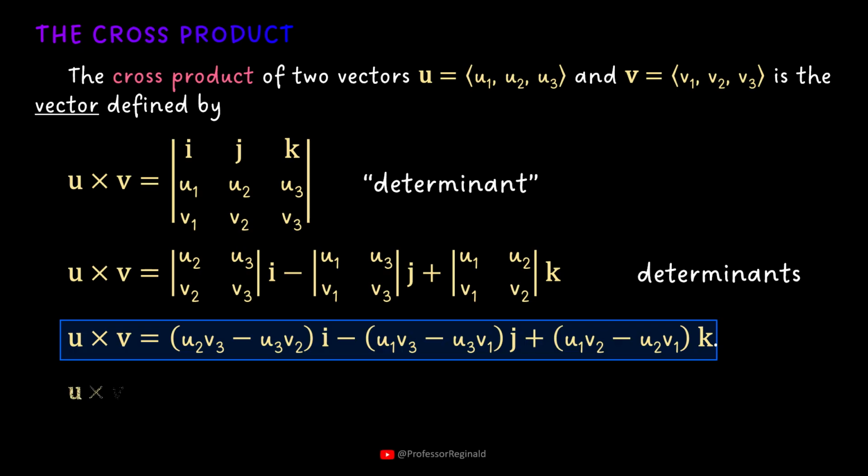The cross product of u and v is orthogonal to both u and v. That is, it makes an angle of 90 degrees with both u and v. The cross product of u and v is read as u cross v.